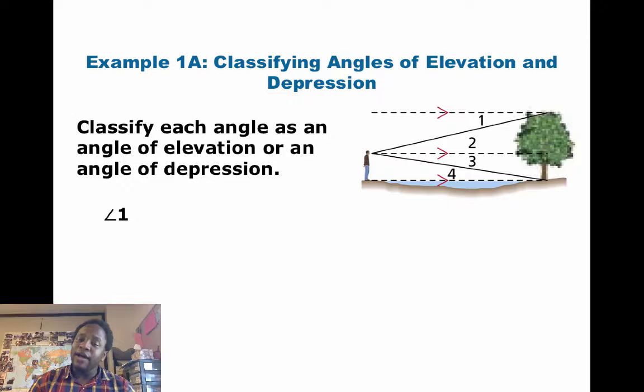So let's classify whether an angle is an angle of elevation or depression. So angle 1, it's an angle of depression because the slanted line is below the dotted line. It's an angle of depression. Now try angles 2, 3, and 4.